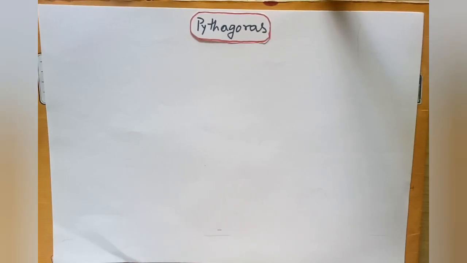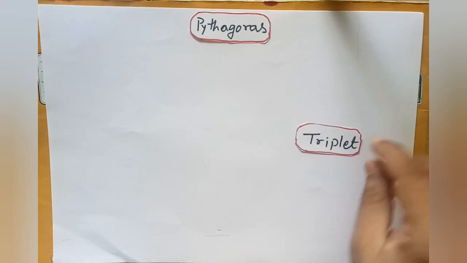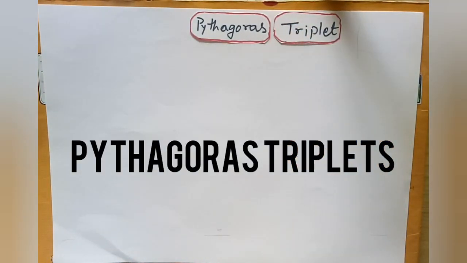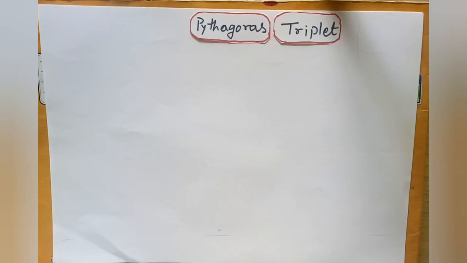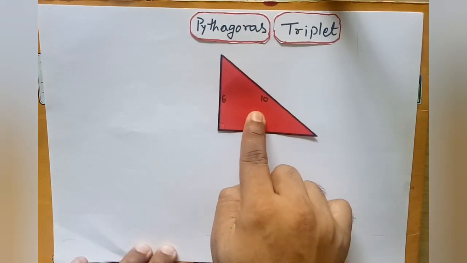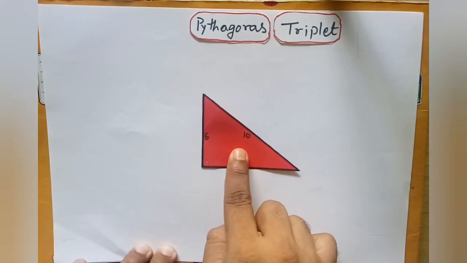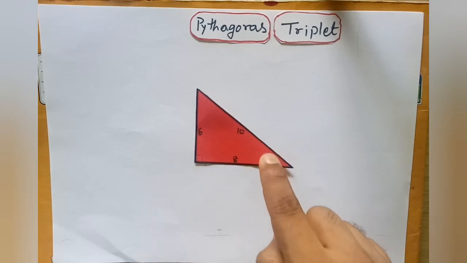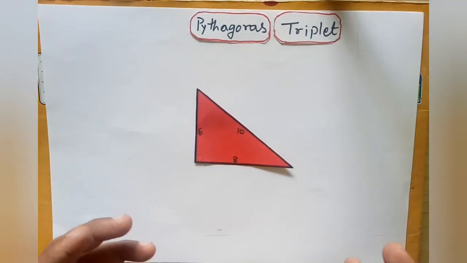Hello everyone. Today we're going to discuss Pythagoras, not exactly the Pythagoras theorem, but the Pythagoras triplet. What are Pythagoras triplets? Pythagoras triplets are the numbers which will help you to prove whether the given triangle is a right angle triangle or not. It will also help you to know which numbers, which measurements and dimensions you will take to make a right angle triangle.